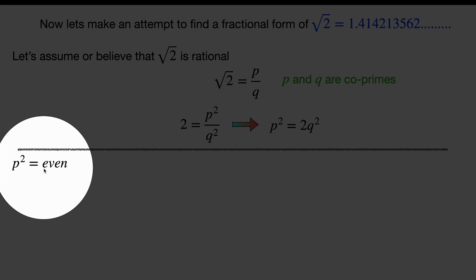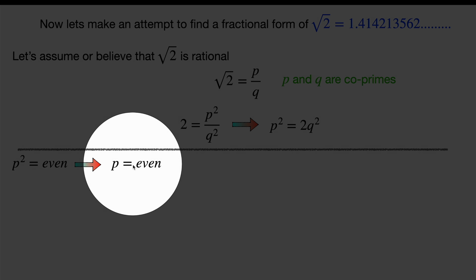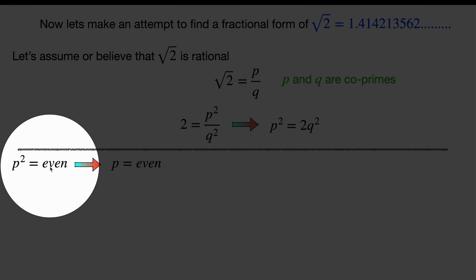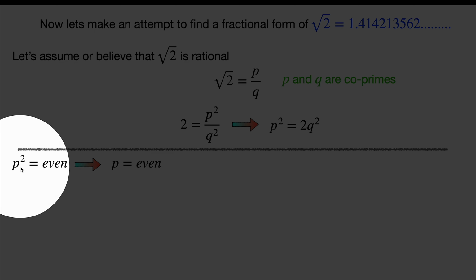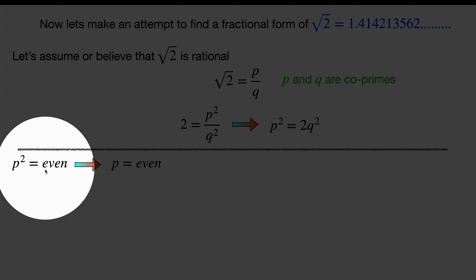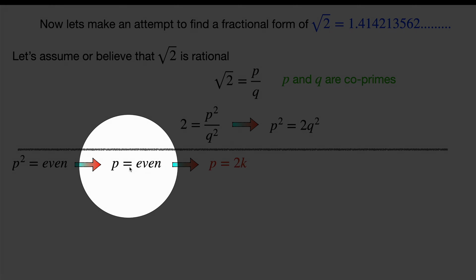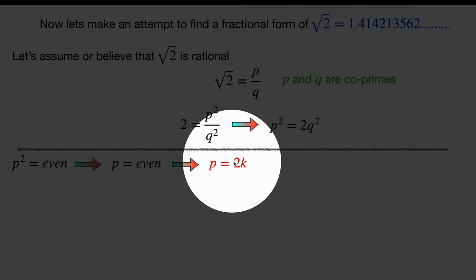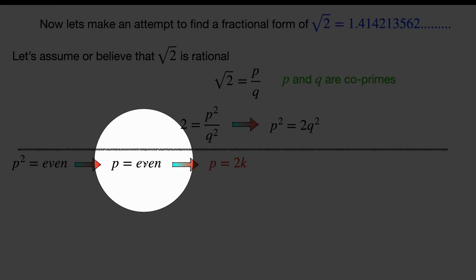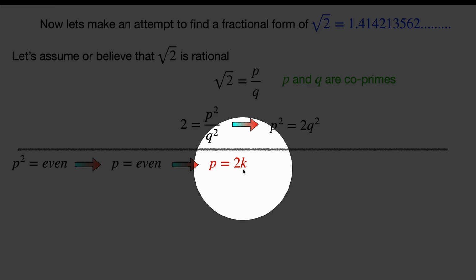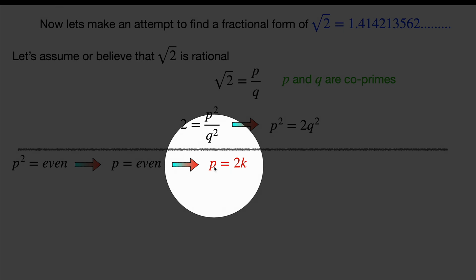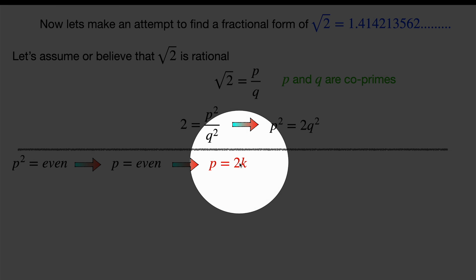And if p square is even, I can definitely write p equal to even. If you have any doubt, imagine any even number that is a square. Let's say 144. 12 square is 144, and 12 is an even number. If a square value is an even number, then its square root will definitely be an even number. And if p is an even number, then I can write p equal to 2k, k being any number. Whatever even number we imagine for p, we can always represent it as 2k.